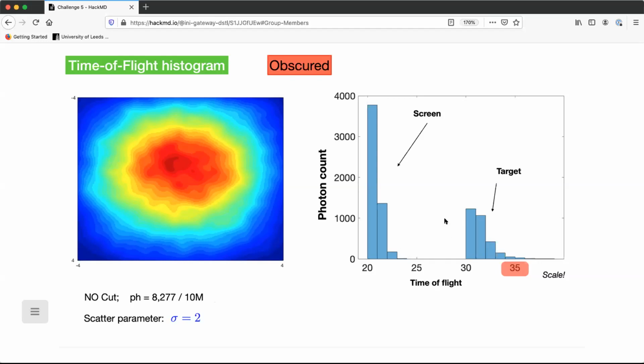The interesting stuff is here on the right side. If you look at the histogram of the time of flight, you see a change in scales. This is 20 meters over C up to 35 meters over C, and you see two peaks. You see one peak here, and you see a peak here, and that peak comes from photons which are directly scattered back from the screen, which don't make it past the screen at all. So this is a highly opaque system. Parameters were chosen in such a way. This is a highly opaque system, and you see we lose most of the photons at the initial screen.